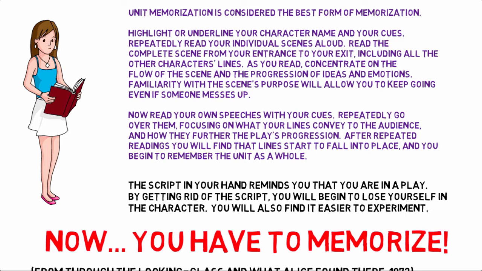Well, first, highlight or underline your character name and your cues all throughout the script. Repeatedly read your individual scenes aloud. Read the complete scene from your entrance to your exits, and if this was a scene including other people, you want to include the other characters' lines. As you read, concentrate on the flow of the scene and the progression of ideas and emotions. If you analyze, like outlined in the last section of this video, you'll have an idea of those emotions and of the progression of ideas.